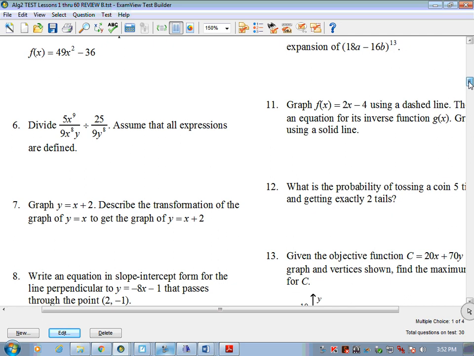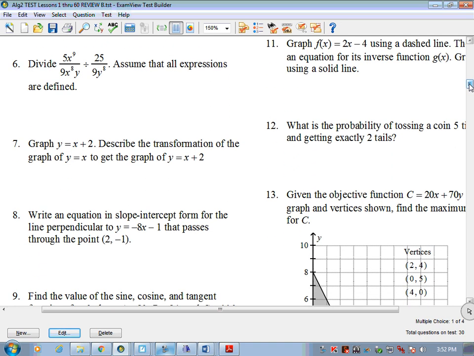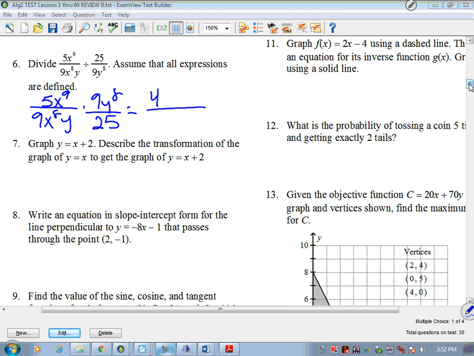Okay, question number 6. It asks me to divide. Now, the biggest thing to remember when dividing two fractions is that I can't really divide by a fraction, but I can multiply by the reciprocal. So if I wanted to rewrite this, I should write 5x to the 9th over 9x to the 8th y times 9y to the 8th over 25, and then multiply across. 5 times 9 is 45. X to the 9th, y to the 8th. And across the bottom, I've got 9 times 25, which is 225.